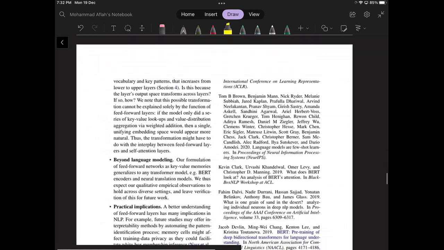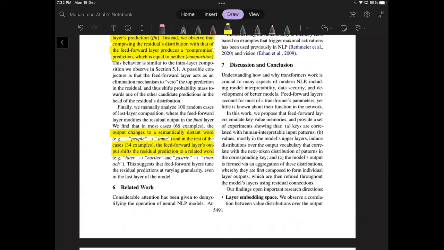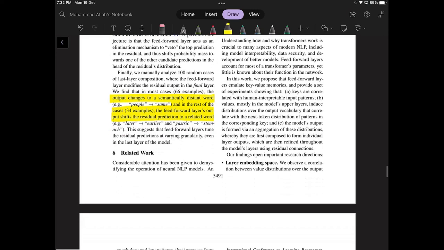So, discussions and conclusions. Understanding how and why transformers work is crucial, right? Feed-forward layers account for most of the parameters, but less is known about them. In this work, we propose that feed-forward layers emulate key-value memories and provide a set of experiments. Keys are correlated with human-interpretable patterns, and values mostly, in the model's upper layers, induce distributions over the output vocabulary that correlate with the next-token distribution. And the model's output is formed by a composition of these distributions, whereby they are first composed to form individual layer outputs and then refined through the model layers using residual connections.